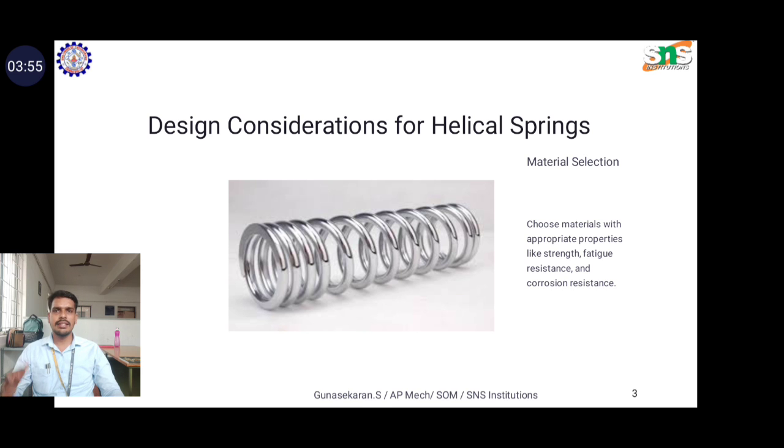Fatigue resistance: consider the expected number of cycles and stress level the spring will endure. Materials with high fatigue limits like chromium silicon ASTM A401 or chromium vanadium ASTM A231 are preferred for applications involving frequent loading cycles. Surface finishing: smooth surfaces reduce stress concentrations and potential failure points. Proper stress relieving treatment can enhance fatigue life.